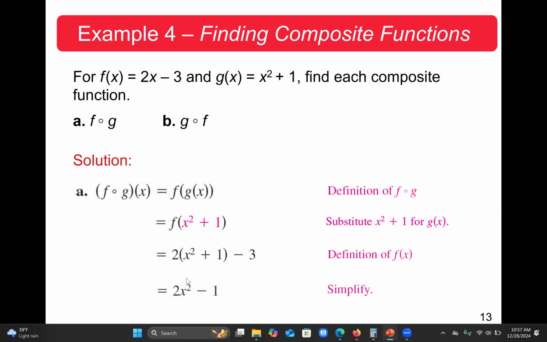So here we solve it and we get 2s squared plus 2 minus 3, which will give us 2 minus 3, which will give us minus 1. So our final solution will be 2s squared minus 1. Now let's do the opposite.